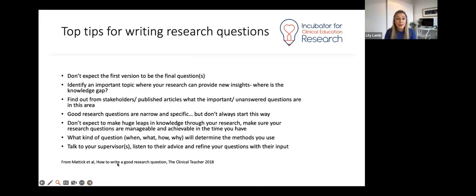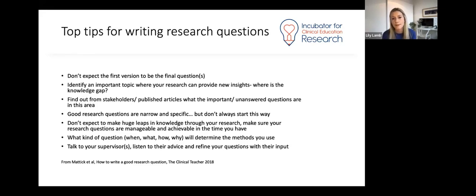So these are our top tips for writing research questions, and these are taken from a really helpful paper in the Clinical Teacher from Karen Mattick and team. So as we've said already, don't expect the first question to be the final question or questions. Try and find an important topic where your research can provide new insights. Where is the knowledge gap? And really care about that. Find something that you care about. Don't do research for research's sake. Do it because you're passionate about it and want to make a difference.